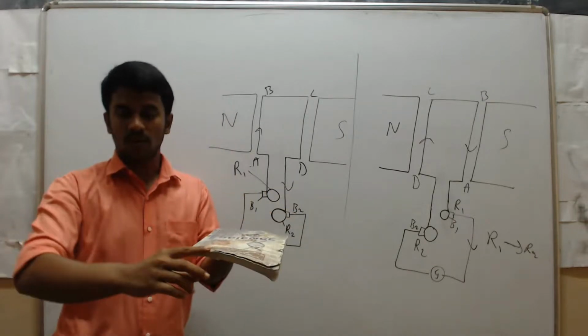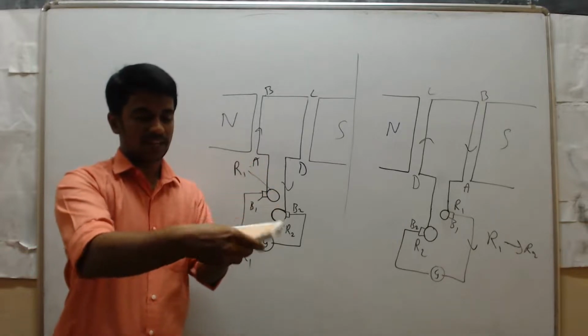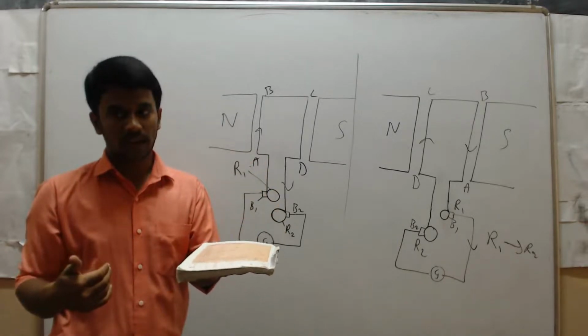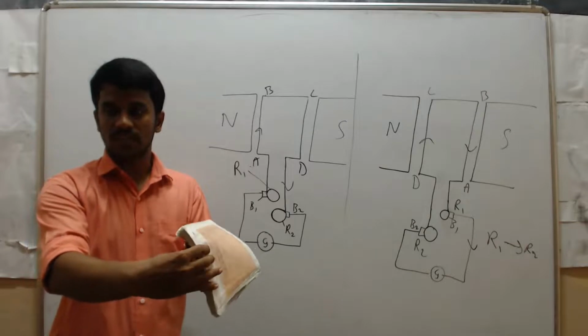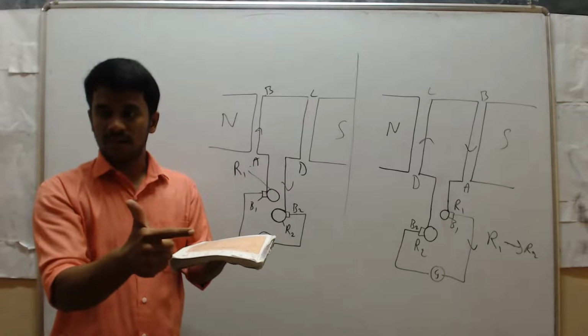Now what will happen while rotating? See, AB will go to this side, then DC will come to the other side. Once again, you will rotate like this. Once again, see here: motion, then magnetic field, then current.